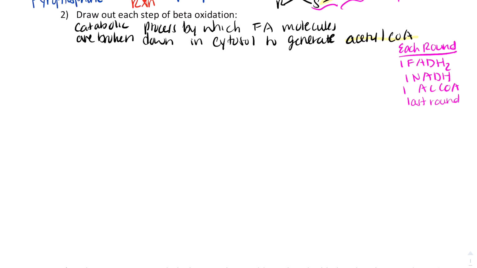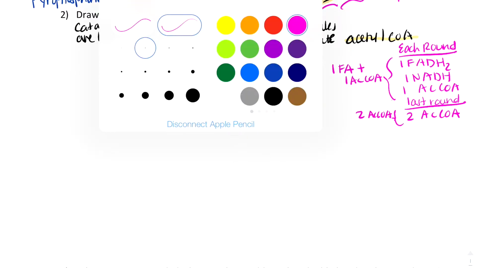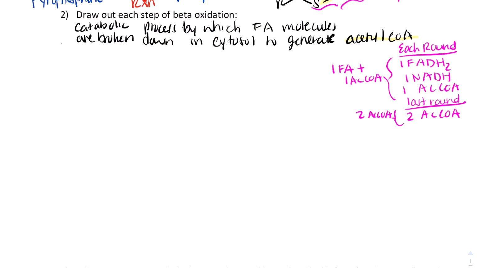Something to keep note of is the last round of beta oxidation will actually not generate a fatty acid in which you can keep going, because there's only so many breakdowns of the fatty acid you can go through. Finally, you'll just generate 2 acetyl-CoAs because you can't break it down anymore. So instead of having, in this case, 1 fatty acid plus 1 acetyl-CoA, here you just generate 2 acetyl-CoA once you cleave them. So let's go through this and see how this process works.